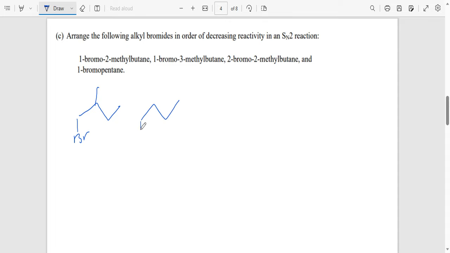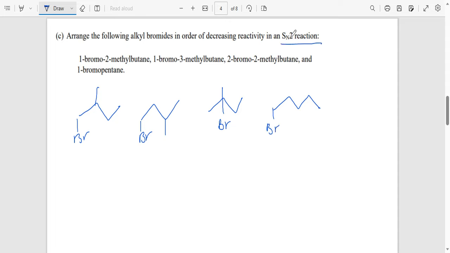Position number 1 we have got a bromine. At position number 3 we have got a methyl. The next one is also a butane. At position number 2 we have got a bromine and also a methyl. The next one is a pentane, 1, 2, 3, 4, 5. At position number 1 we have got a bromine.